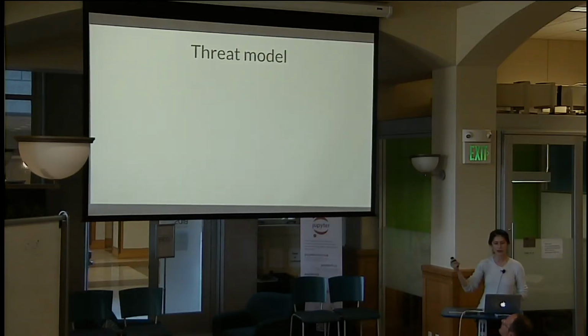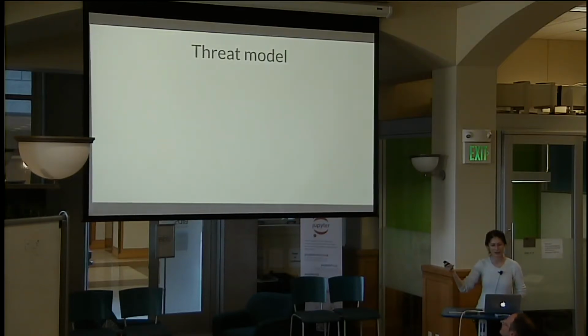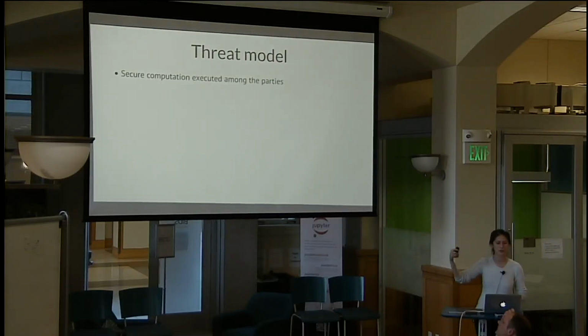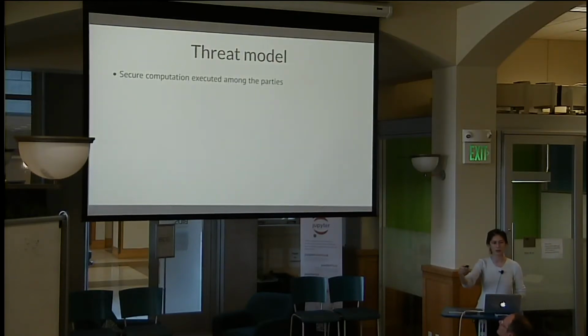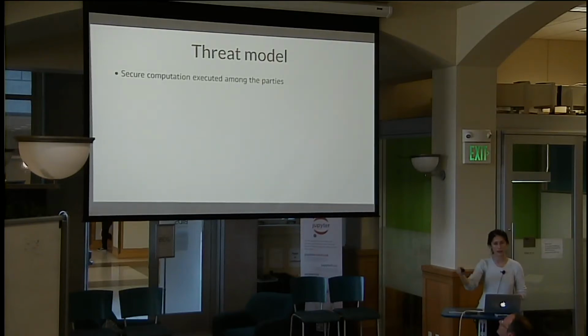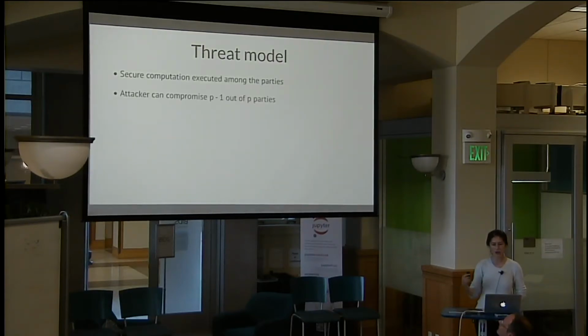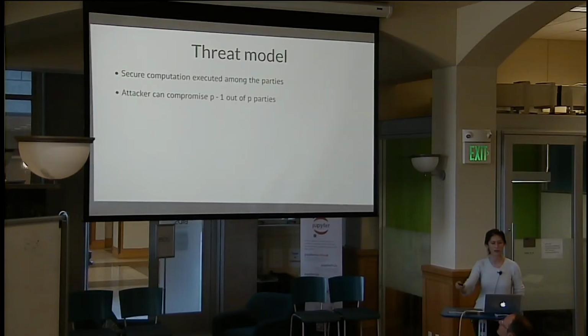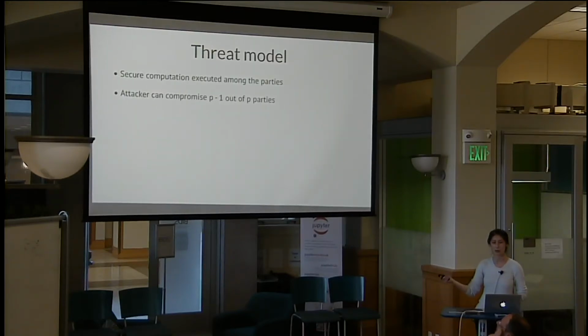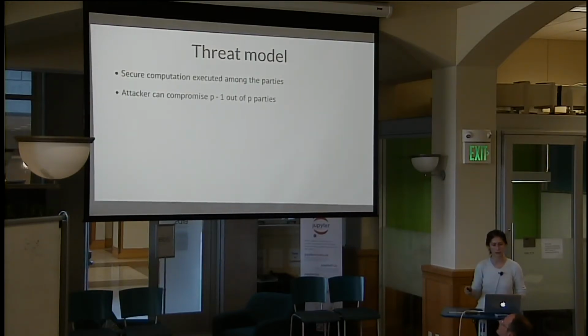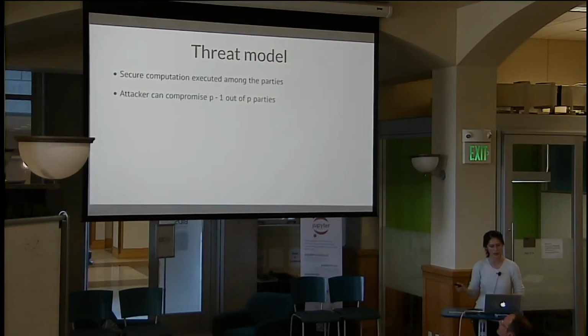And this roughly translates to the following threat model. Might be slightly technical, I don't know. So first of all, we want the secure computation to be executed among all of the parties that are participating, which are just all the banks. We want to allow the attacker to actually be able to compromise P-1 out of the P parties. So we give the attacker very strong ability here.